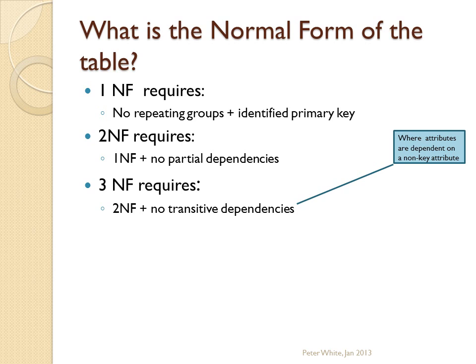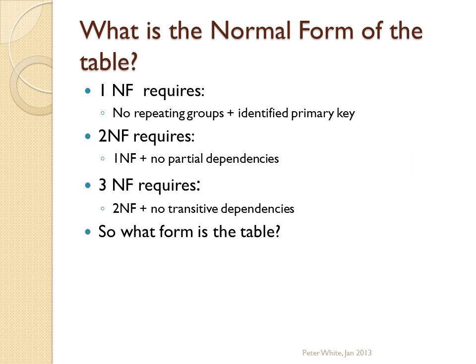So in this case, customer address is dependent on customer ID, as is customer name. So that is a transitive dependency. So what form is our table?